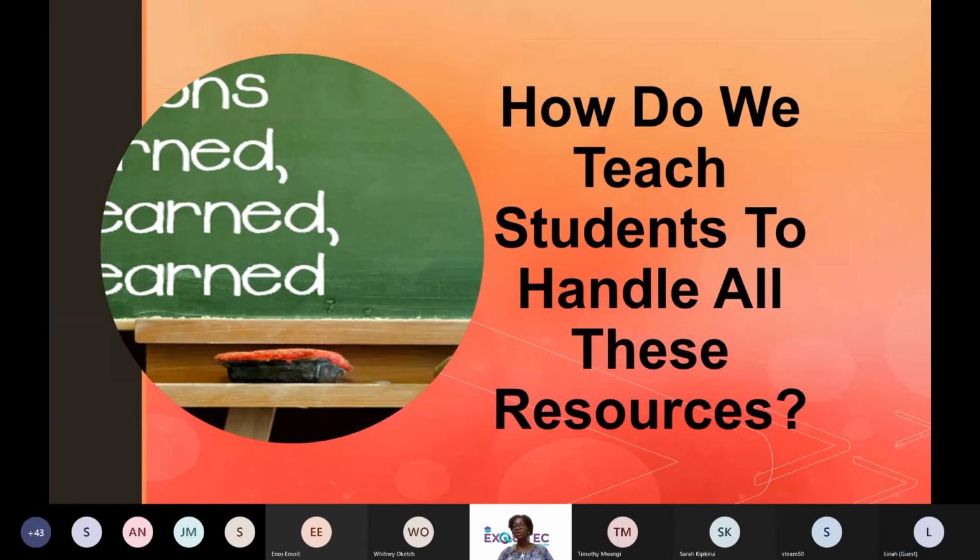We have all this information out there, all this content, these formulas. There's no need to memorize your periodic table. When we did chemistry back then in secondary school, we had to memorize the periodic table. Now you can easily Google it. There's no reason to just cram some of those contents we used to cram in those days. The resource is there, the information is out there. But the issue is, how do we teach students to handle all these resources?